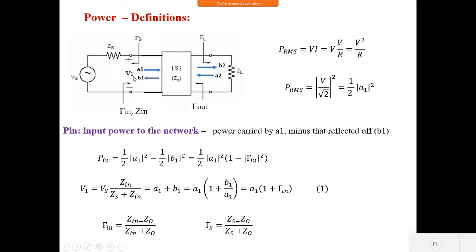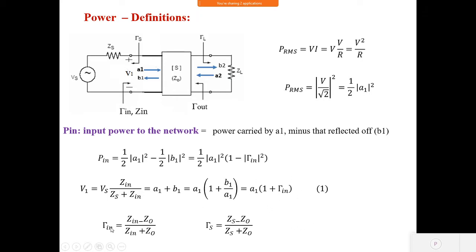So this voltage V1 is the addition of A1 and B1. You have to consider A1 plus B1. So V1 can be written like this, A1 plus B1. It is the addition of these two waves. If you take A1 outside, we will get this. And further, if you simplify, B1 by A1 is equal to Γin, and we will get this. So V1 here is given by this equation.